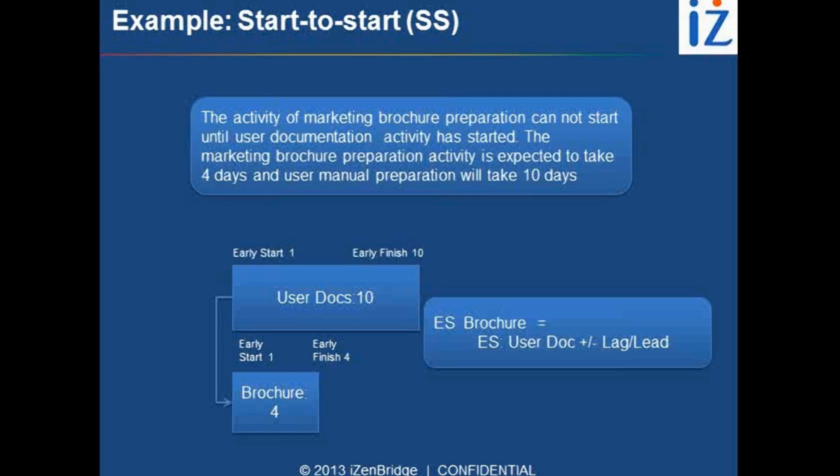Now, as far as formula and exam are concerned, the SS relationship becomes pretty easy because you don't have to add 1 or anything. You just need to copy the early start time of the independent activity to the early start time of the dependent activity. If there is a lead or lag, you need to take care of it.